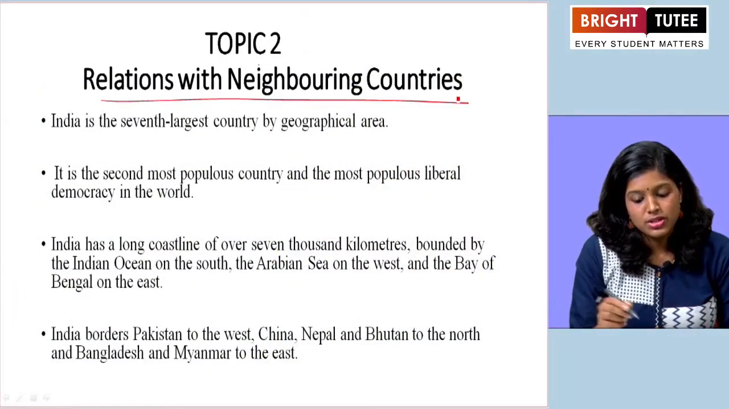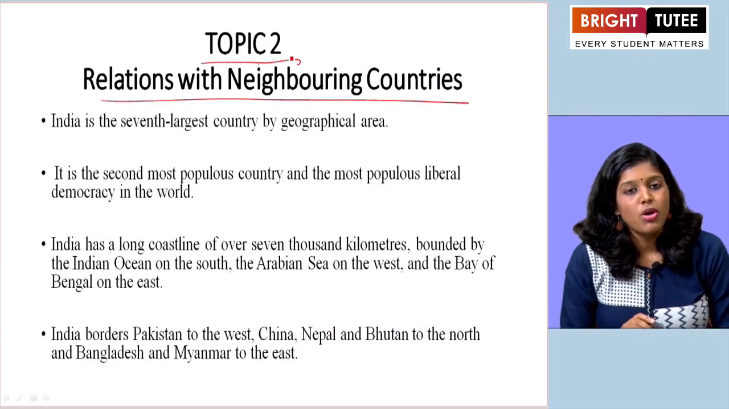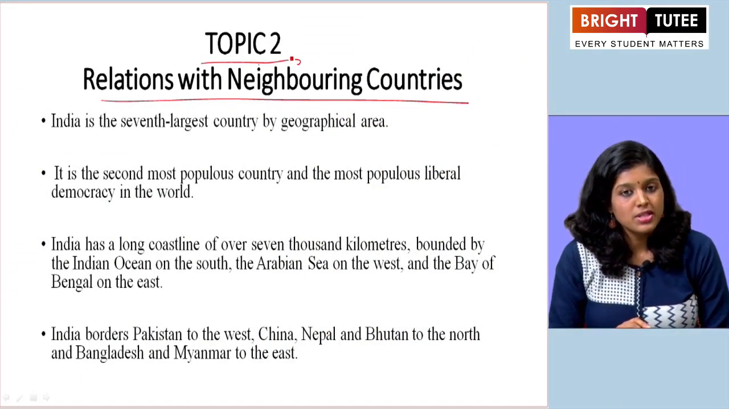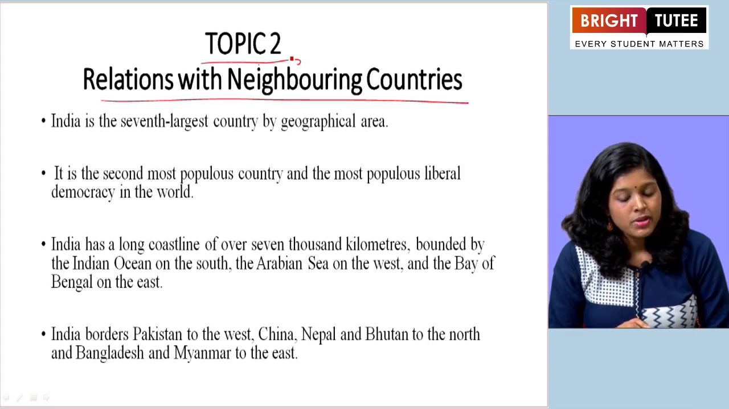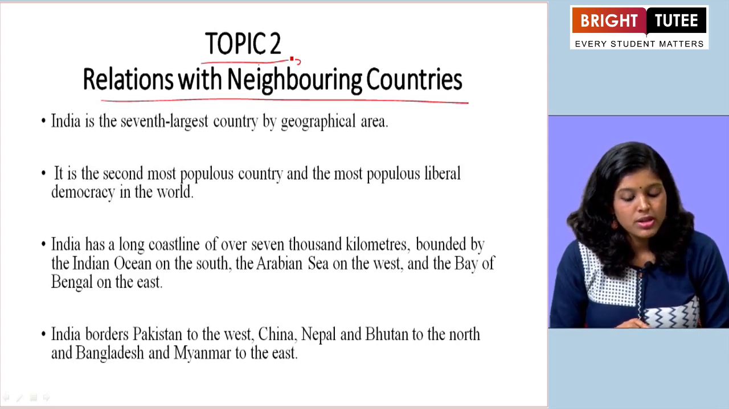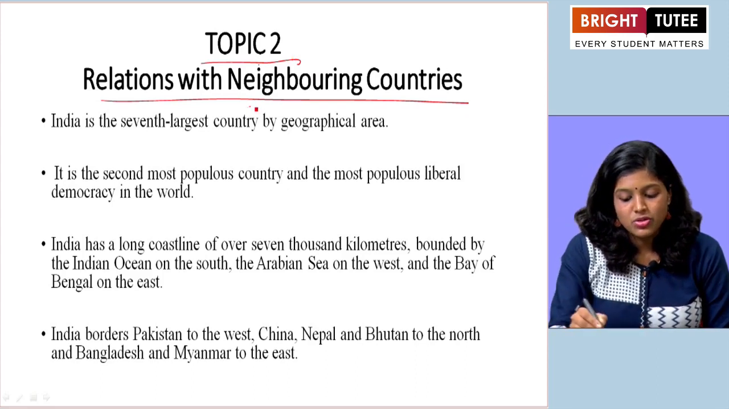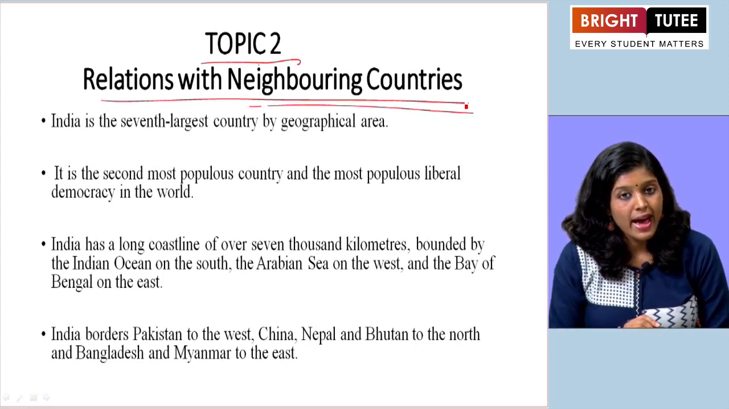So, after looking at the national and regional developments in India post-independence, now we look at the situation in India post-independence when it comes to relations with neighboring countries. This is the second topic in this chapter, titled India after independence, and here our focus will be on relations with neighboring countries. What kind of relations did India have with its neighbors?